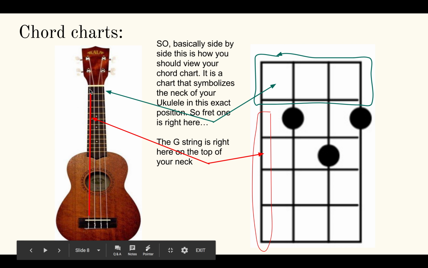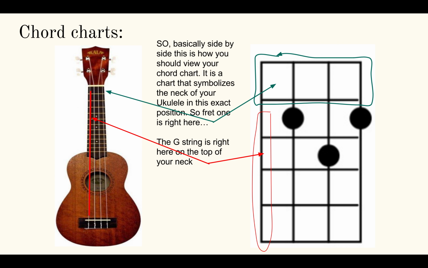Does that make sense? On the top of your neck, G, C, E, A. Just like G, C, E, A. Make sense? All right, so that's how you read your chord charts. And then as far as your fingering and everything, your middle finger goes here, your pointer finger goes here, and your ring finger goes here. They don't usually write that on charts because you can just sort of figure that out for yourself, but obviously you can ask me if you can't figure out how to position your hand.